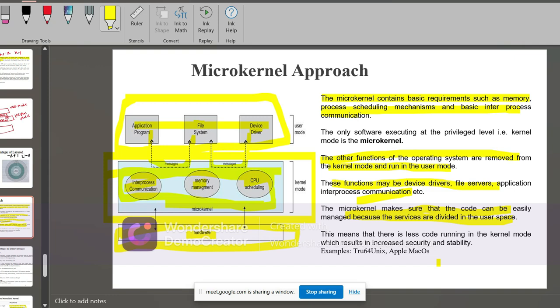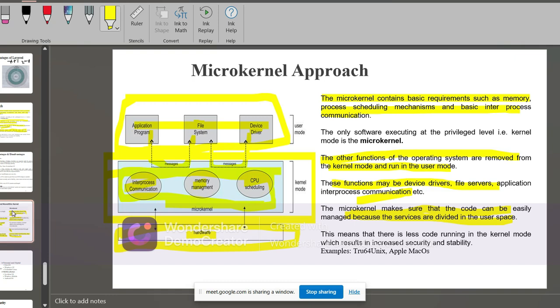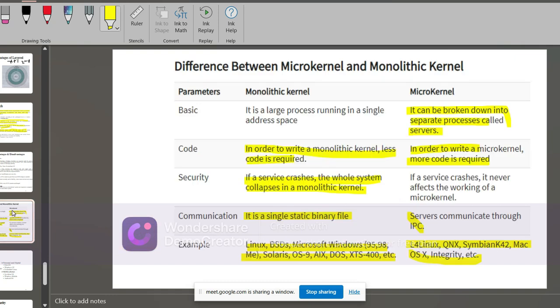Talking about advantages, we can say that it is more stable. A failure in one module won't crash the whole system, and it is easier to extend and modify. So these are the two advantages of a microkernel. Relatively, the disadvantages: it is slower due to frequent communication between kernel and user space, and more complex in implementation. So these are the two disadvantages of the microkernel operating system.